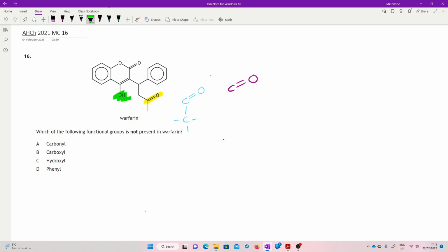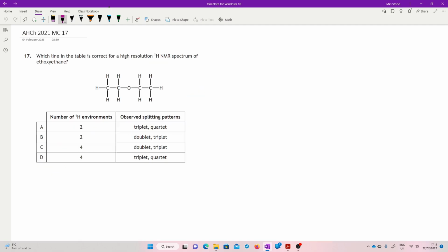Carboxyl is not hydroxyl, just to be clear. Here is a phenyl group. It's a benzene ring that's had one of its hydrogens removed to put it on as a substituent group. So carboxyl is your one that's missing.